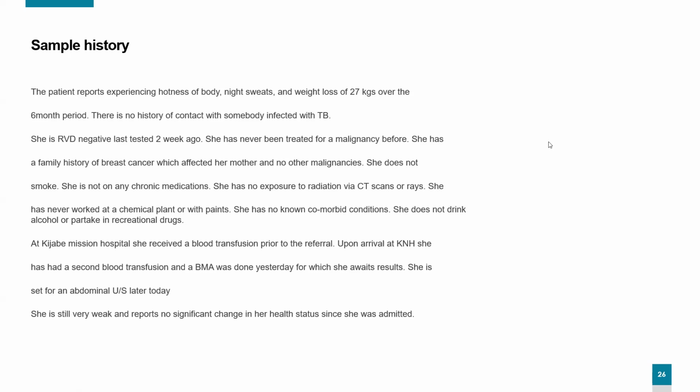So up to this point, we've covered lymphadenopathy, malignant lymphomas, and leukemias. Does anyone have a question? I'm going to stop the screen sharing. So does anyone have a question?